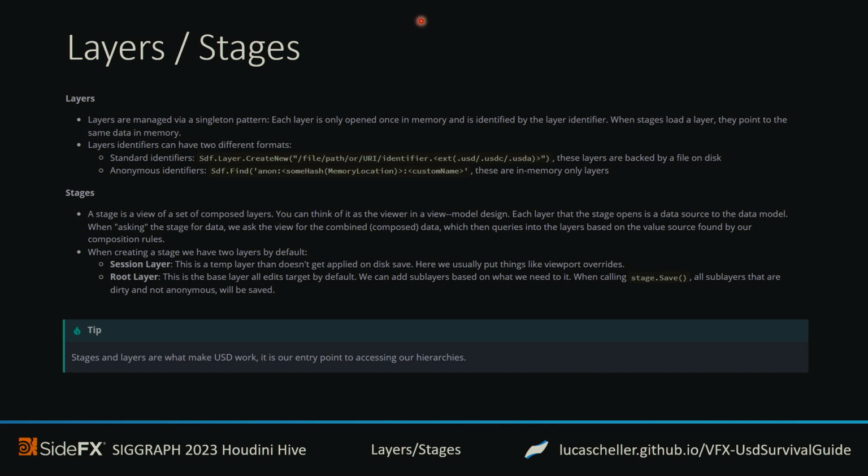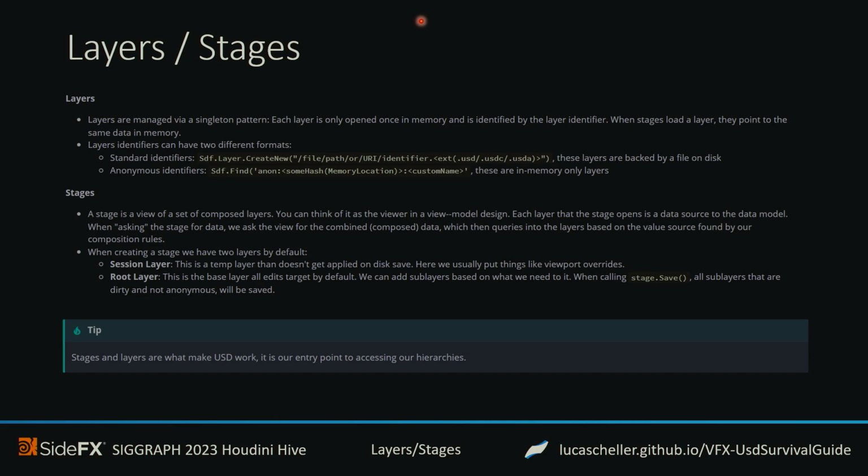So this is where we write our data. How is our data actually stored? USD stores everything in layers, and if you think of USD in terms of a view-model-controller approach, your stages are the view and layers are the model. So at the end of the day, layers are what gets written to disk and what gets loaded and actually does all the data storing. Stages are just the view that gives you access to your layers.